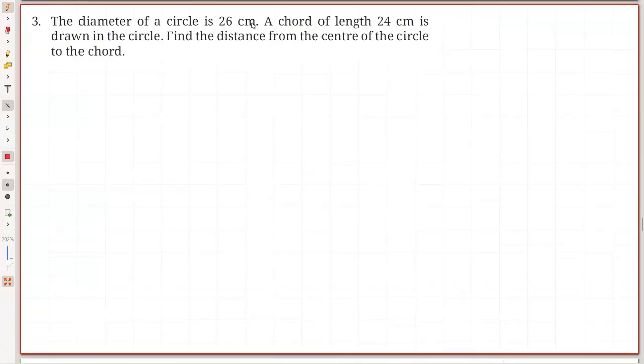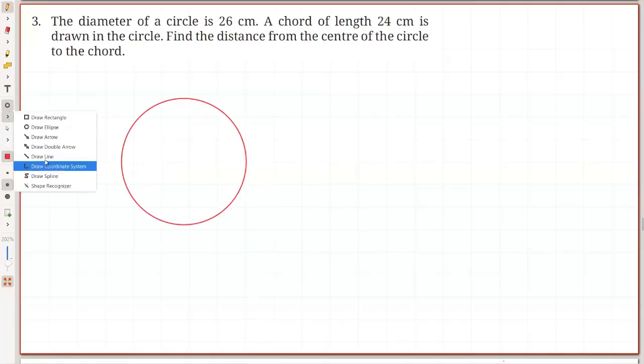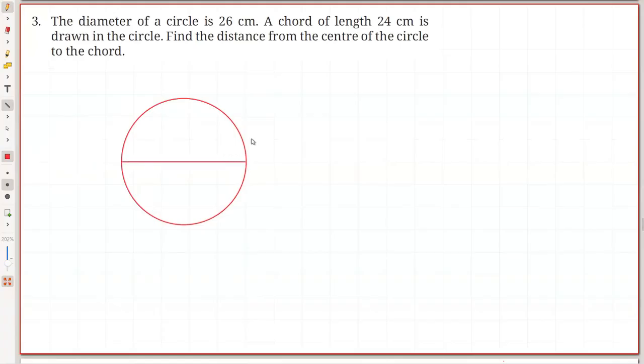Question number 3. The diameter of the circle is 26 centimeter. A chord of length 24 centimeter is drawn in the circle. Find the distance from the center of the circle to the chord. You have to draw the diagram. This is a circle. The diameter of the circle is 26 centimeter. I am taking a chord with length 24 centimeter.